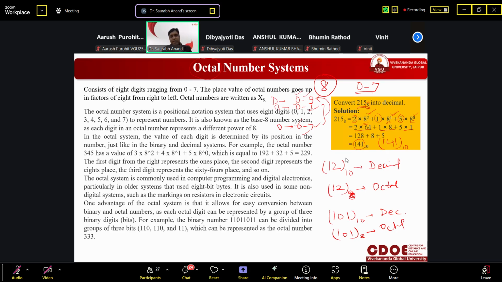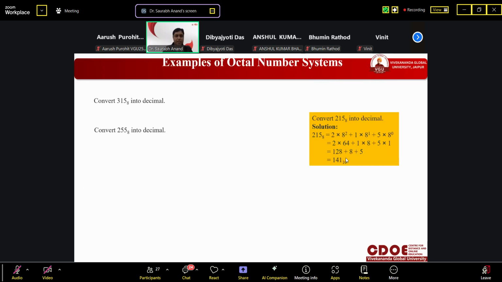Whenever we convert any number into decimal, we multiply it by its base only. If it is binary, we multiply by 2 raised to the power n. If it is octal, we multiply by 8 raised to the power n. Okay. Now give me the answers of these two. Do it fast.